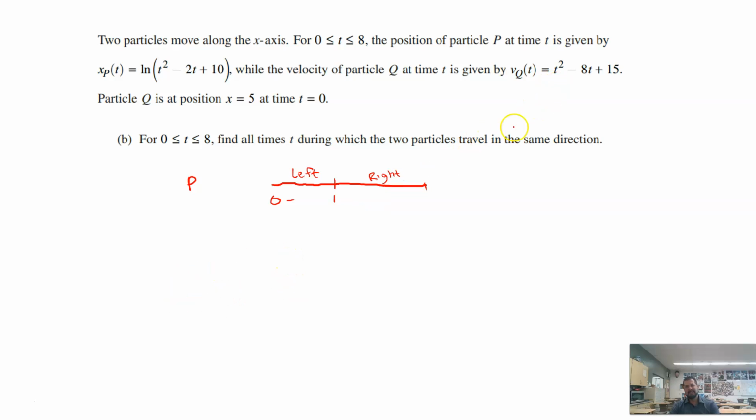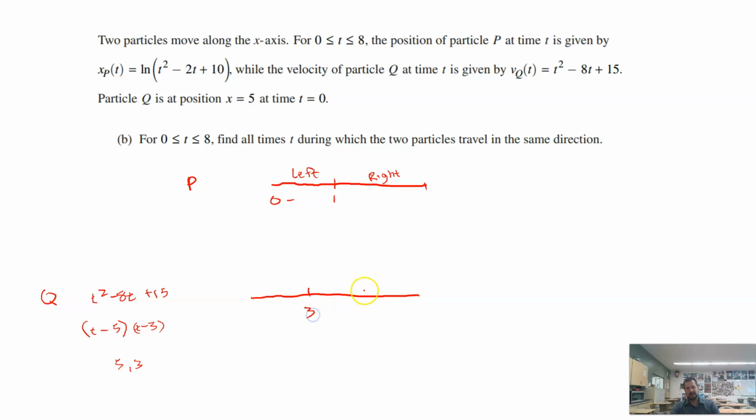For the velocity of particle Q, we're already given the velocity, so I need to set that equal to 0 and find out when it's moving in what direction. So I'm going to have t minus 5, t minus 3. So I've got 5 and 3 as my critical points. So I put those on a number line.